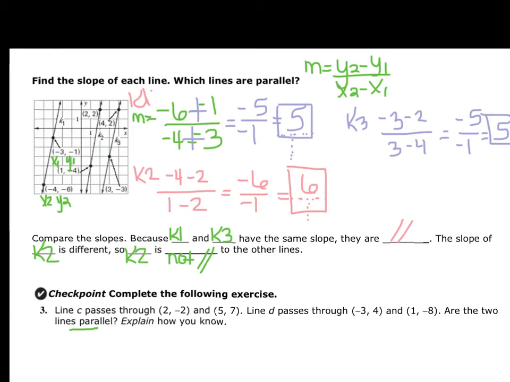So basically what you're going to do is the same thing as what we just did up here. It's just that you don't have this diagram here. But you still have the points, so you need to find the slope of each line and then compare them. And come back and check your answer.